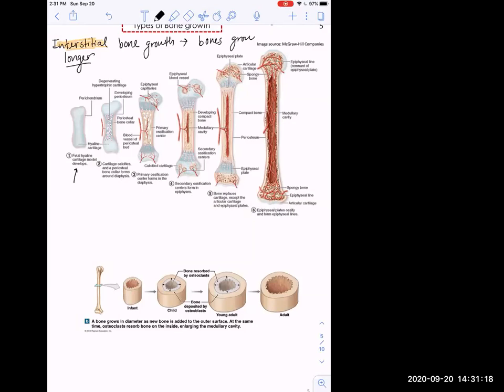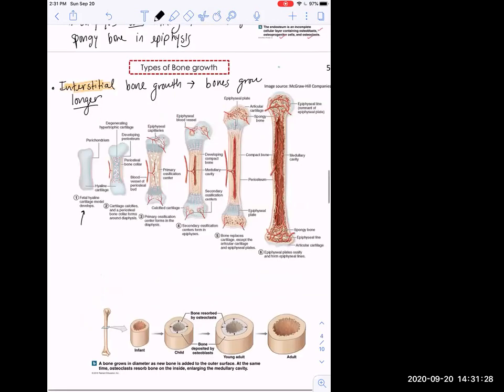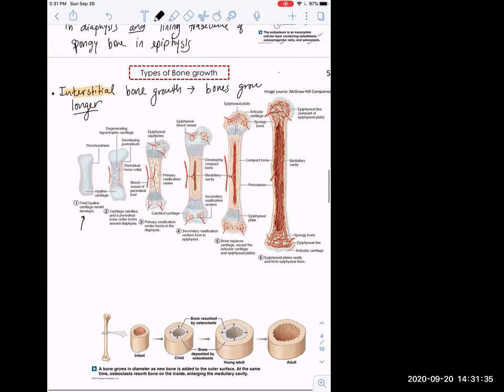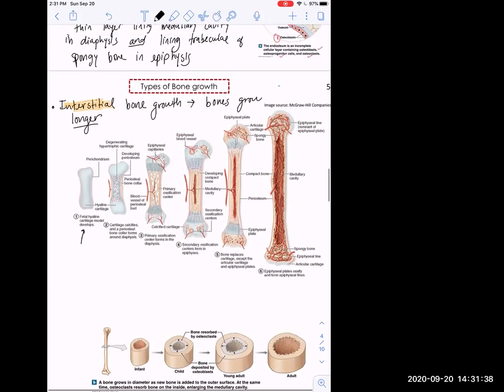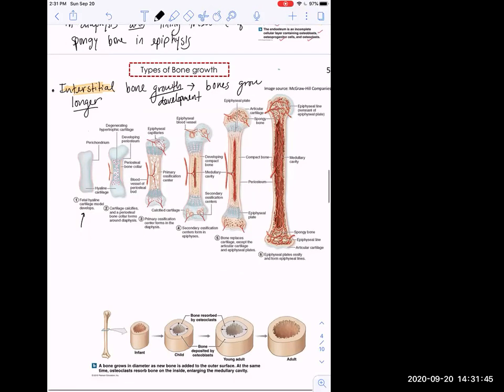So you start off here as a fetus, and prior to ossification, so probably 4 to 5 weeks, you have two main types of bone development. You have what we call interstitial bone growth, or interstitial bone development, and endochondral development. Really this is also development here. Interstitial bone development is essentially what we find in long bones. So this is how we grow long bones.